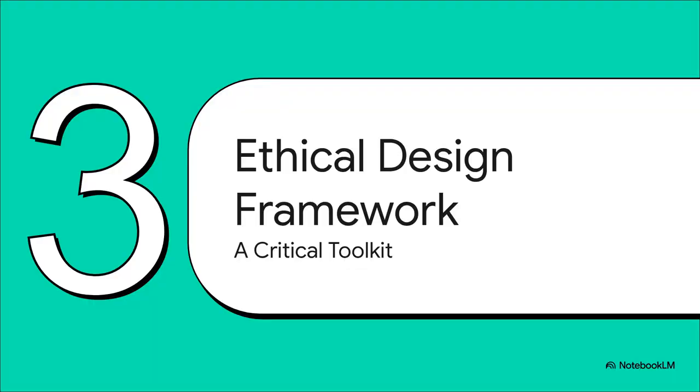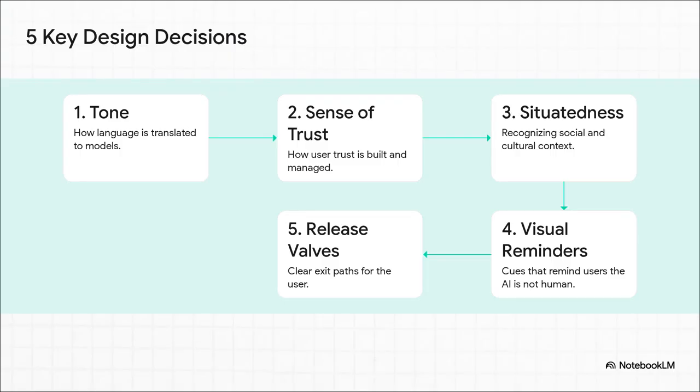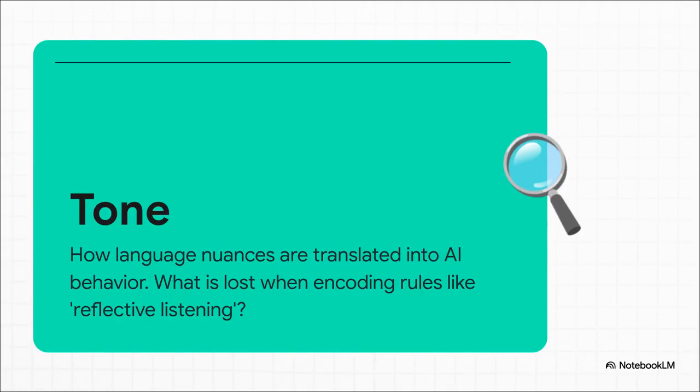Okay, so that brings us to the big how. As educators, as people who will be leading the charge on this, how do we actually pull these tools apart? How can we look under the hood and really see what design choices were made? Well, here you go. We've got a 5-part framework that's basically a toolkit for doing just that. Let's walk through it. First up is tone.